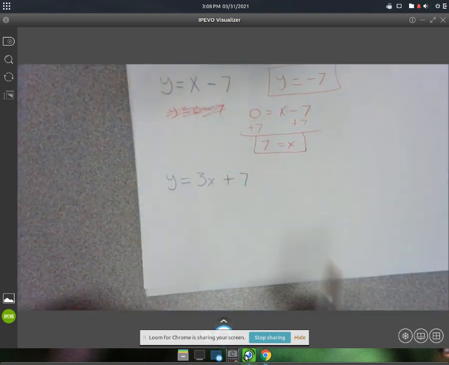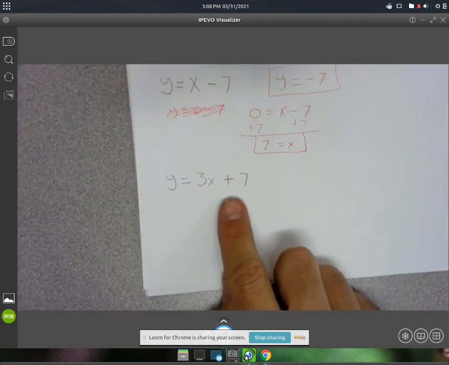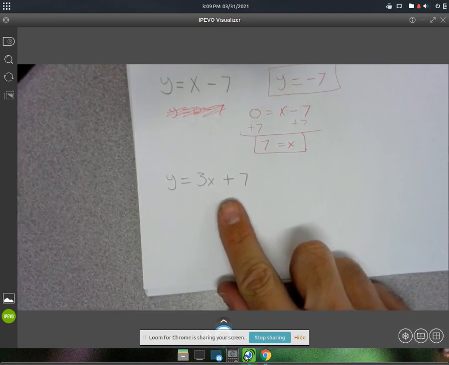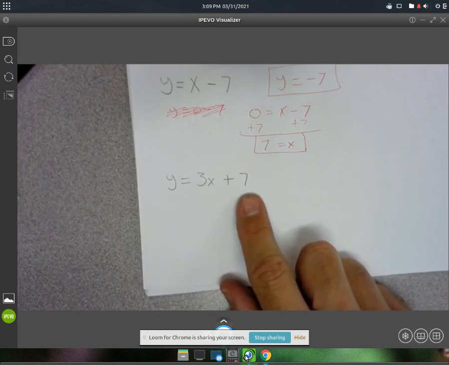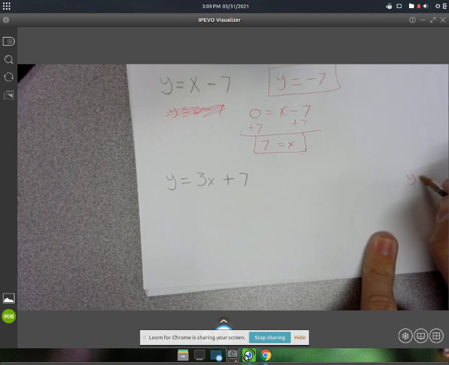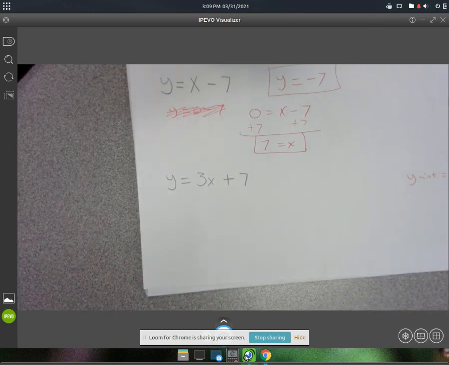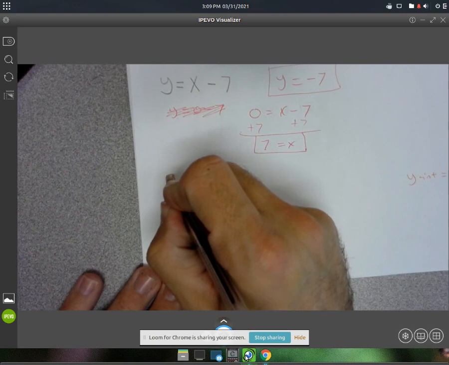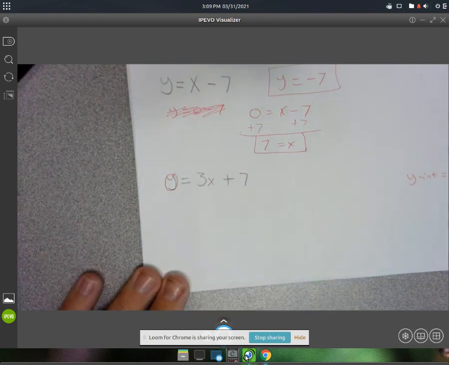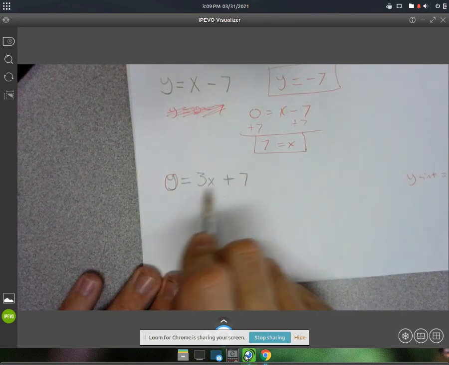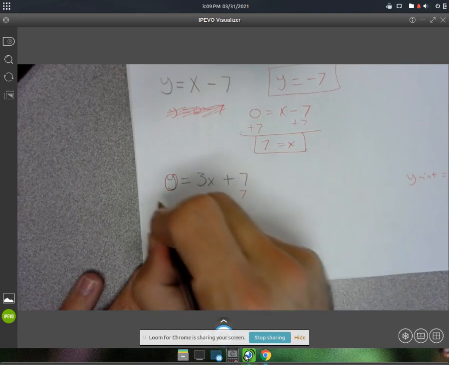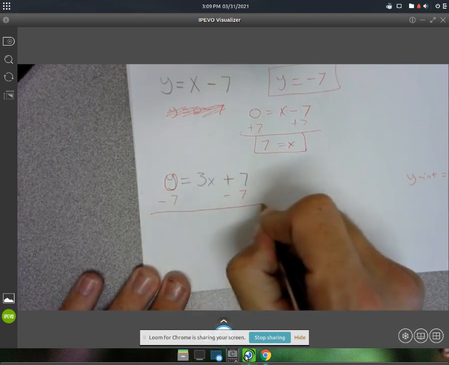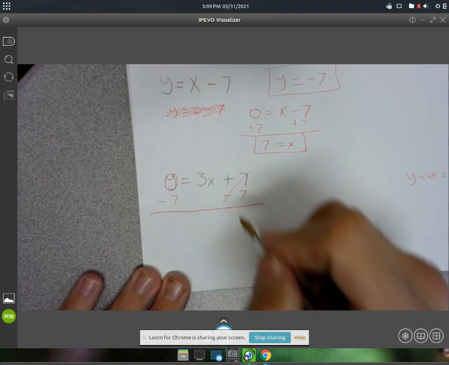All right, for this example, the y-intercept is 7. That's pretty obvious. The y-intercept is equal to regular 7. To find the x-intercept, I'm going to plug in 0 for y, like that. And we're going to solve this little two-step equation. Subtract 7 from both sides, that way the 7s over here get canceled.